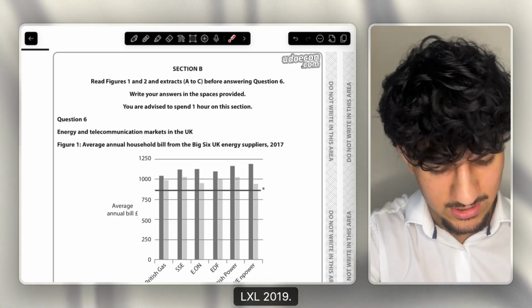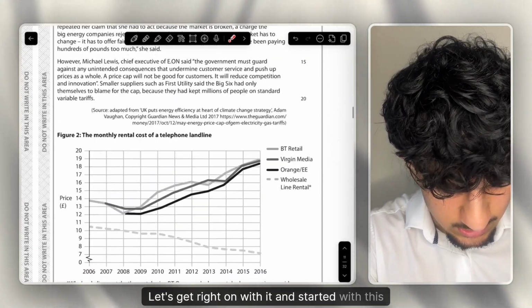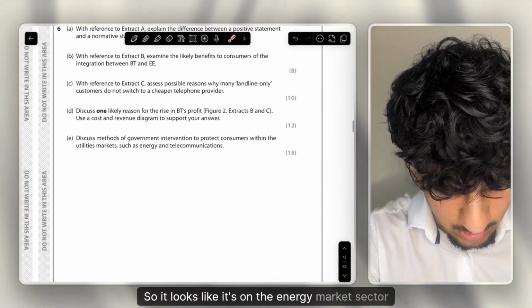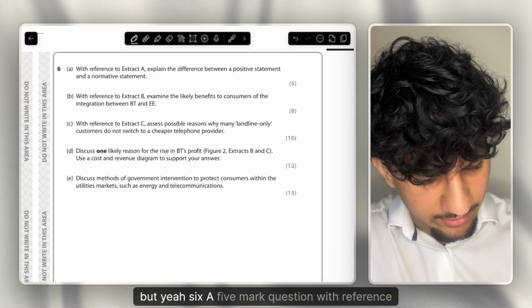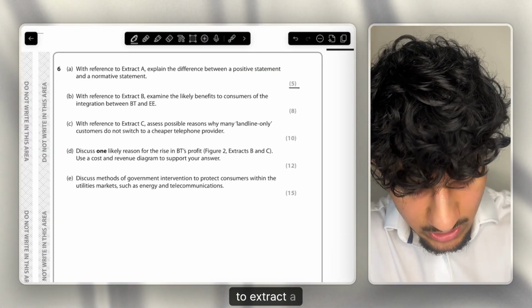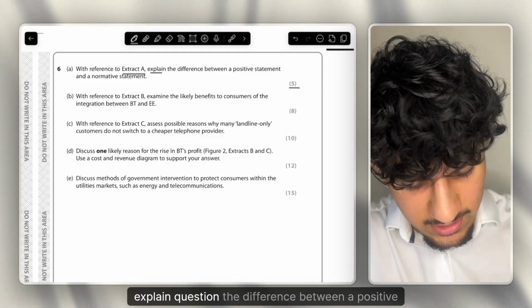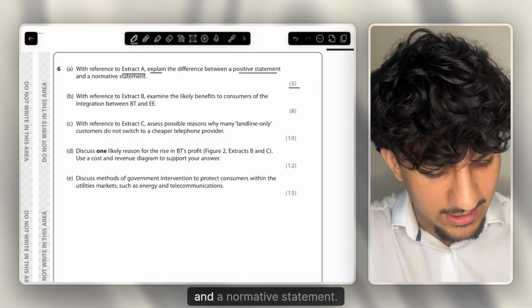Section B, Edexcel 2019. Let's get right on with it and started with this question. So it looks like it's on the energy market sector. But yeah, 6A, 5-mark question. With reference to extract A, explain the difference between a positive and a normative statement.